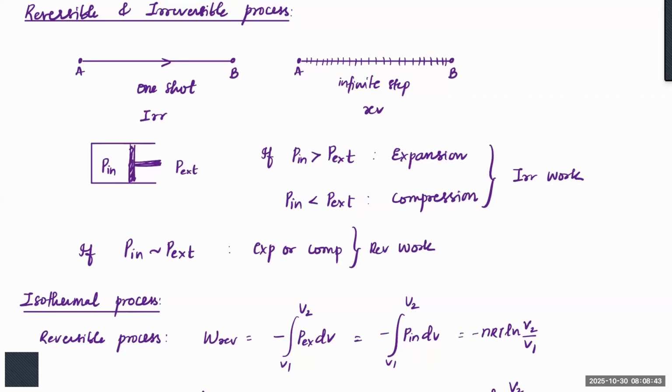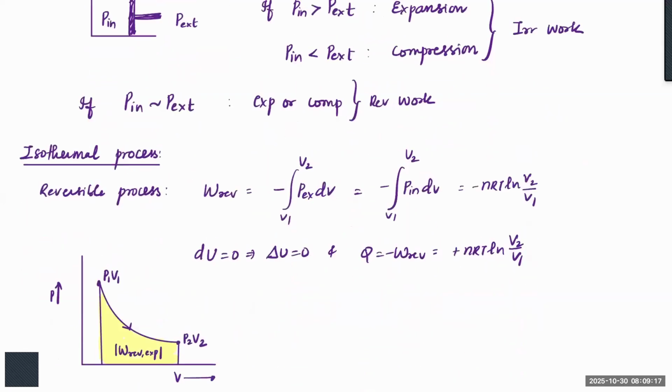So imagine if internal pressure is more than external pressure, then we say expansion is happening. If external is greater than internal, we say compression is happening. And if there is a significant difference between these two pressures, then we say an irreversible work is happening, because there will always be sudden movement. But if the internal and external pressures are very, very close, there is an extremely small change, then we say the expansion or compression is reversible work.